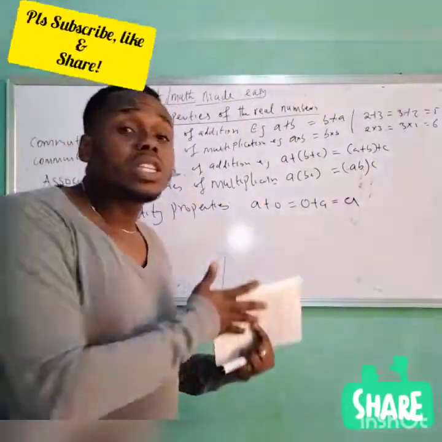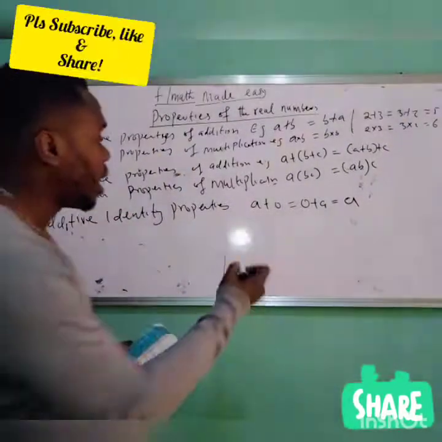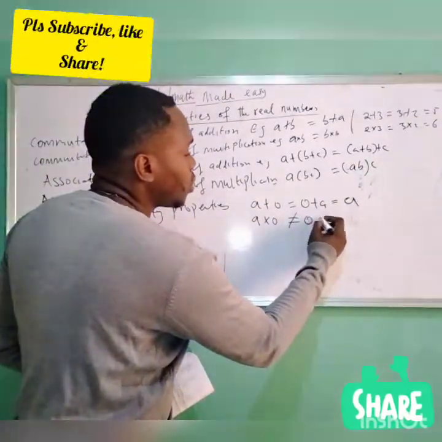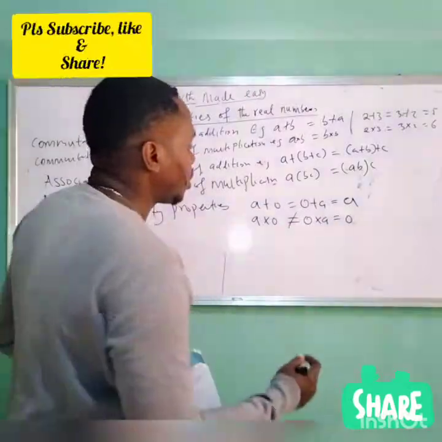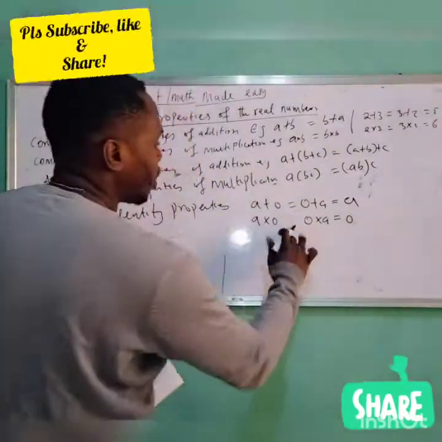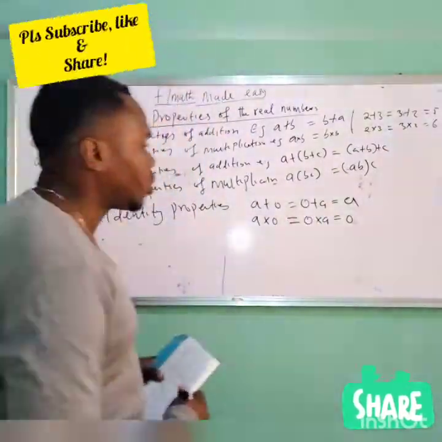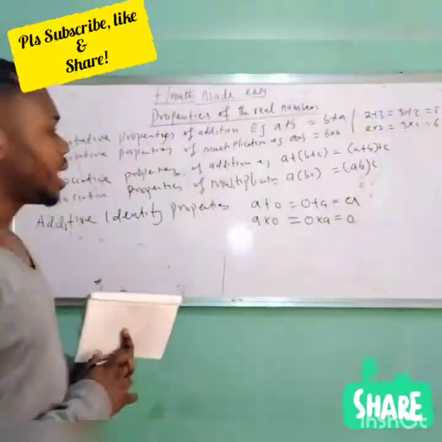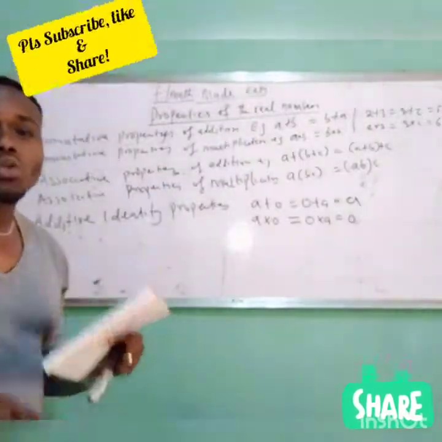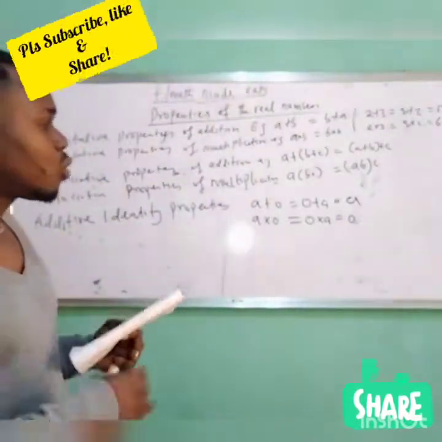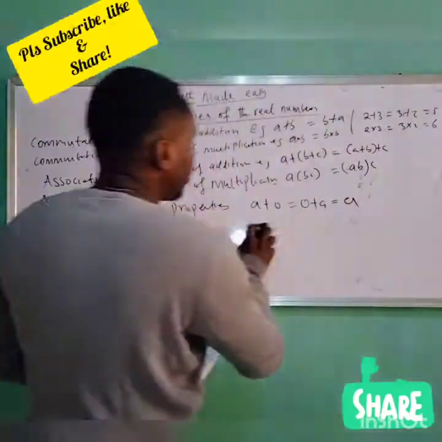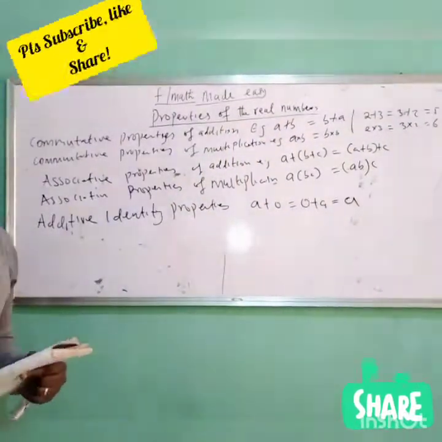But for multiplication, this will not be true, because if I say a times 0 is not equal to 0 times a, this will give me... of course it's equal, pardon me. What I'm trying to say next is it is not the same. The additive identity property does not apply to multiplication, because you will not have the same answer. So this need not be here, because the identity property does not apply to multiplication.